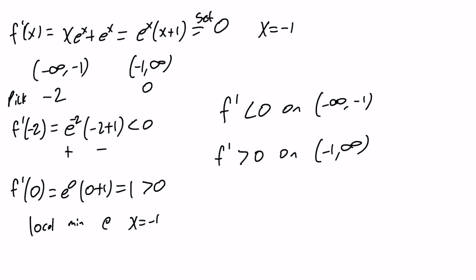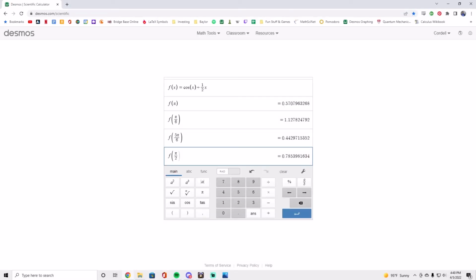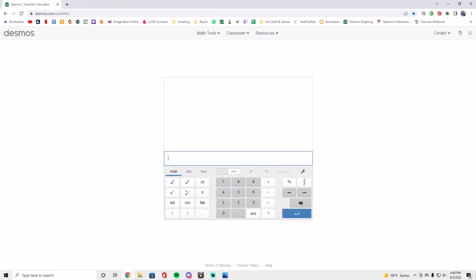We have a local minimum at x equals -1. Let's go ahead and figure out what f of -1 is. F of -1 is -1 times e to the -1, so that's -1 over e. And I don't know what that is in decimal form, so let's just go to this calculator right here. F of x equals x e to the x. We want to find f of -1. It's about -0.37.